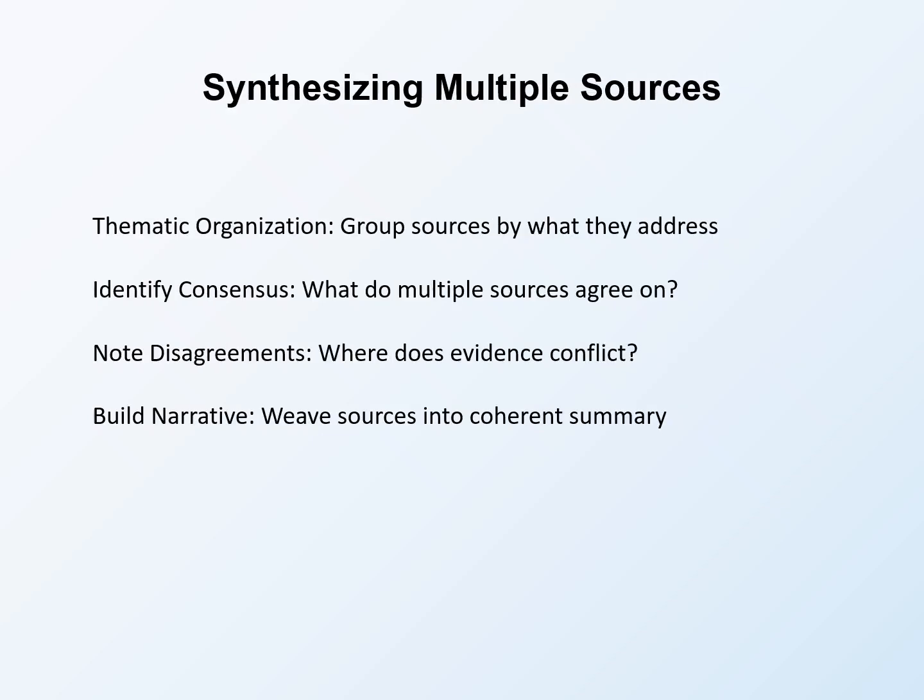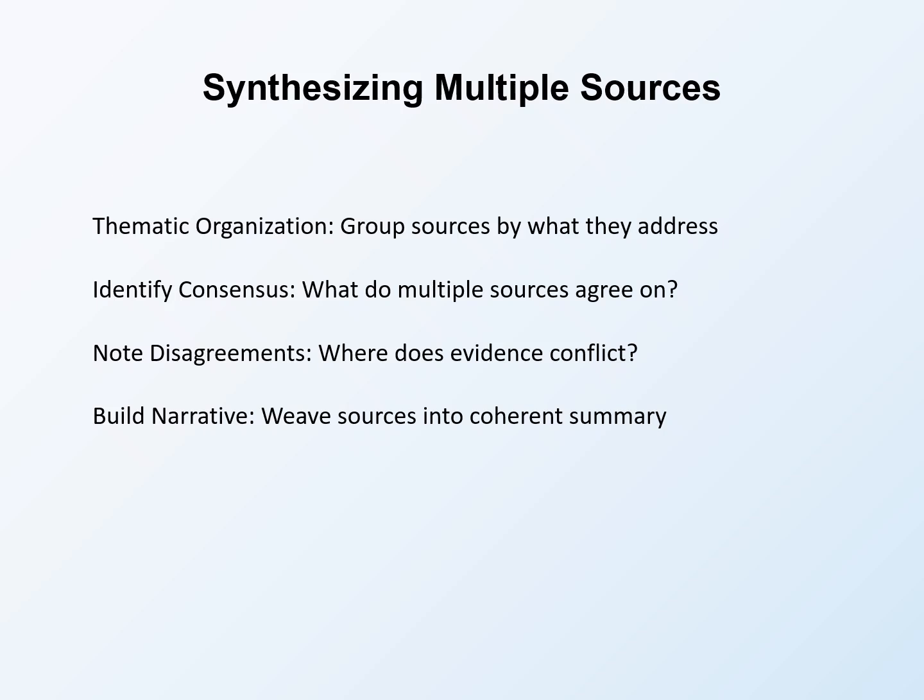Synthesis is where literature review becomes truly valuable for grant writing. Rather than simply listing what each source says, synthesis weaves multiple sources into a coherent story. Start with thematic organization by grouping sources by what they address rather than processing them one at a time. You might have sources about problem prevalence, sources about causes, sources about intervention effectiveness, and sources about implementation. Each theme becomes a section of your literature synthesis.